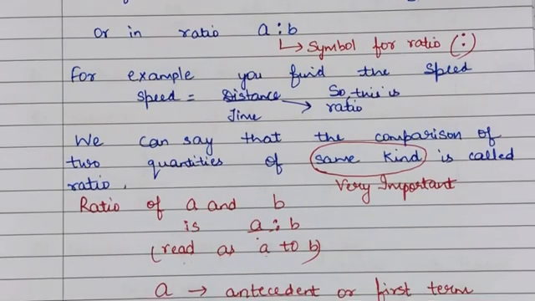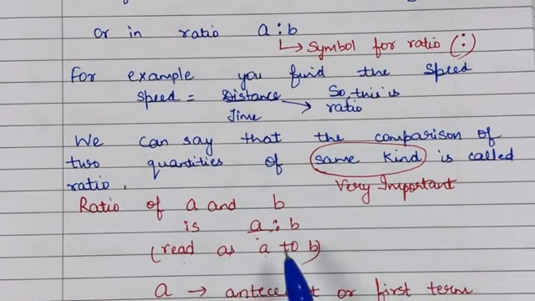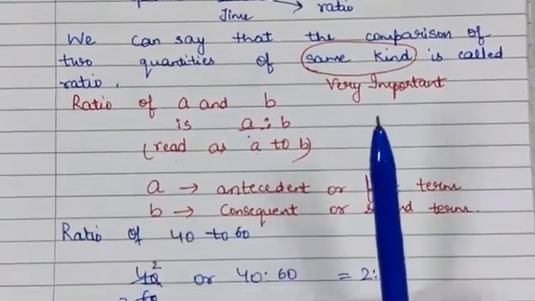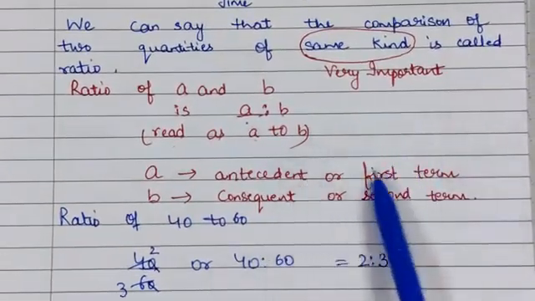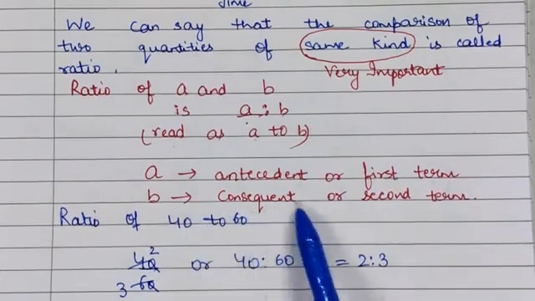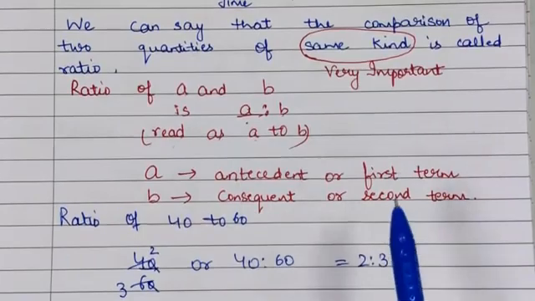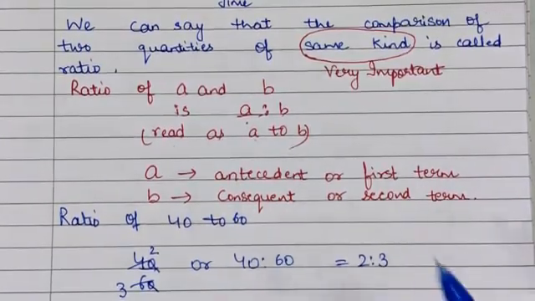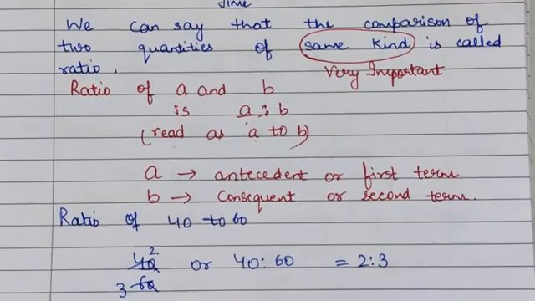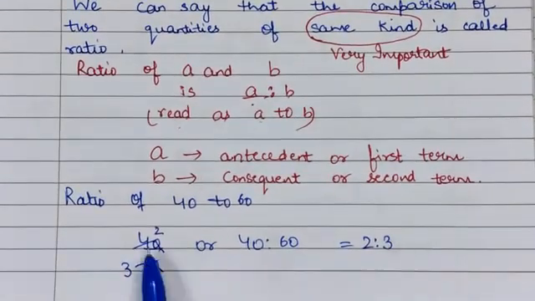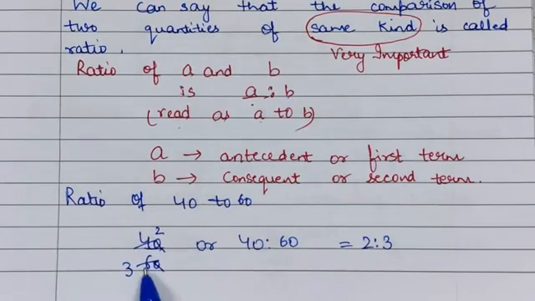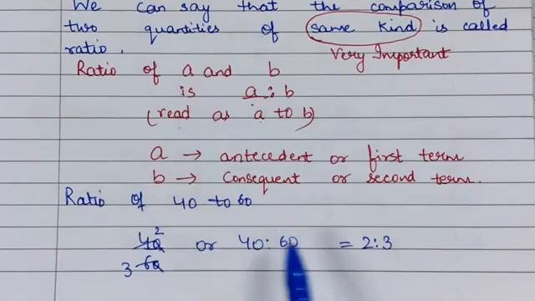Now, the ratio of A and B is A is to B. We read it as A to B, where A is called antecedent or the first term and B is called consequent or second term. The ratio of 40 to 60 is found as 40 upon 60. See, 0 is cancelled with 0. Now both are divisible by 2. So let us do the cancellation by 2. 2 into 2, 4. 2 into 3, 6. So the ratio will be 2 is to 3.